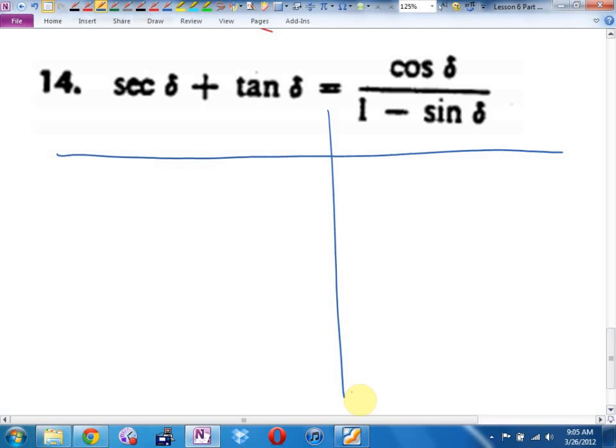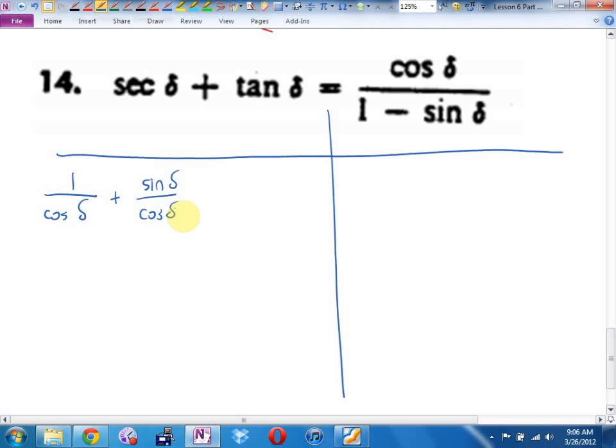Oh no, wait a minute. I guarantee you'll get them. So I'm going to write secant. Secant does what? 1 over cos delta plus sine delta over cos delta. The right-hand side is already in terms of sine and cos, so woohoo!